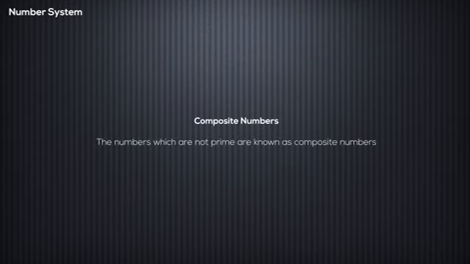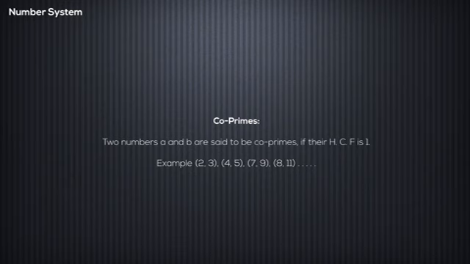Composite numbers are the numbers which are not prime. They are also called coprimes. Two numbers a and b are said to be coprimes if their HCF is 1.